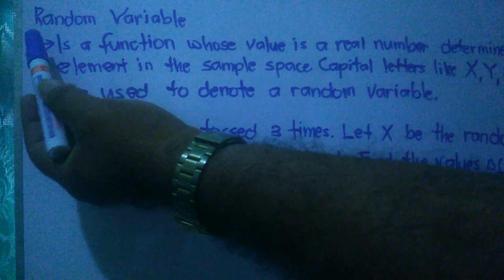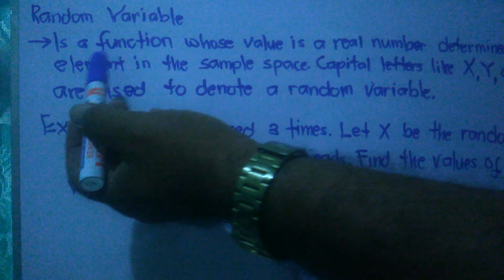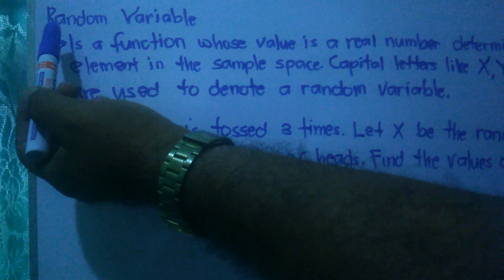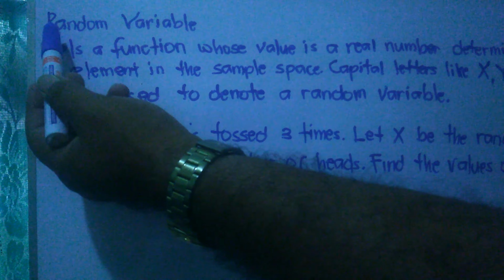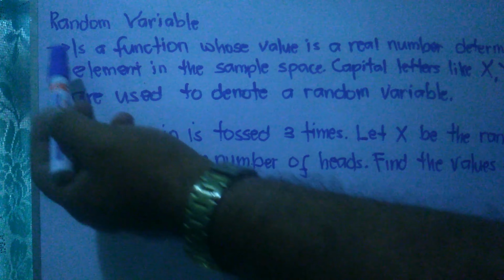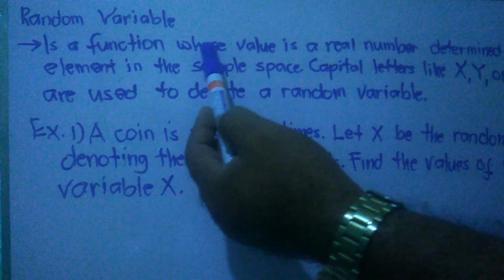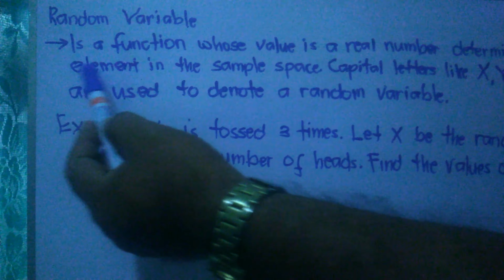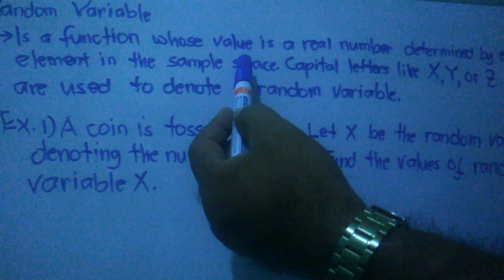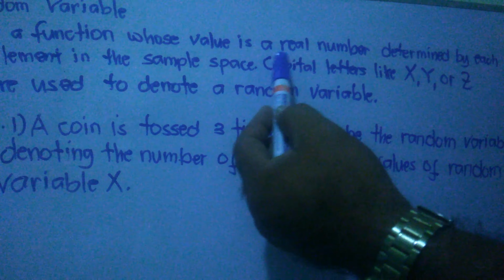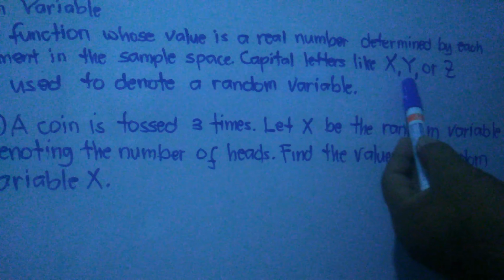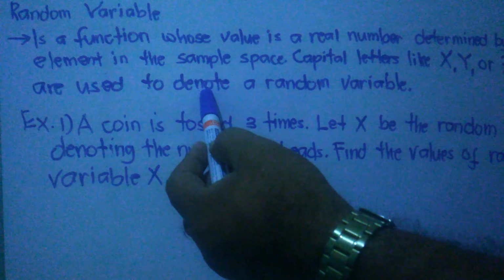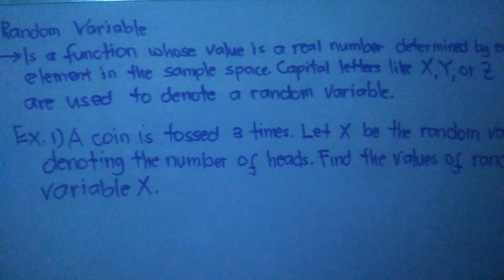Okay, good morning, viewers. Our topic this morning is a random variable. A random variable is a function whose value is a real number, determined by an element in a sample space. Capital letters like X, Y, or Z are used to denote a random variable.